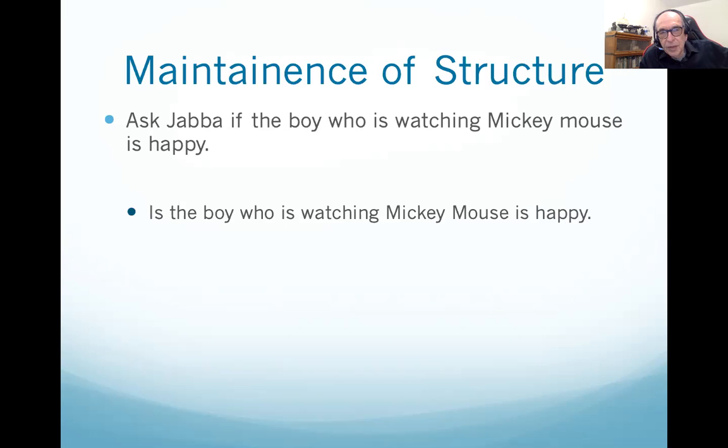The kid keeps the order. It's not "ask Jabba if he's happy." "Ask Jabba if the boy," "the boy is happy" is maintained. You see that? That's maintaining structure, and maintaining even the relative clause. The boy who is watching Mickey Mouse is happy. It maintains the relative clause, maintains the subject, the boy who is watching Mickey Mouse, maintains the predicate. Is that cool? That is cool.